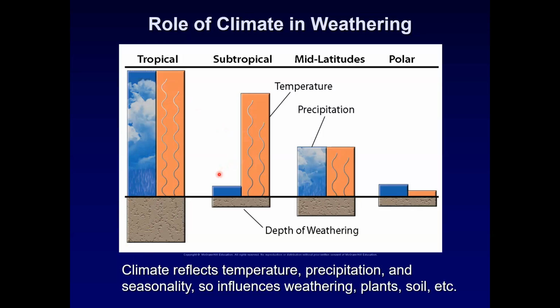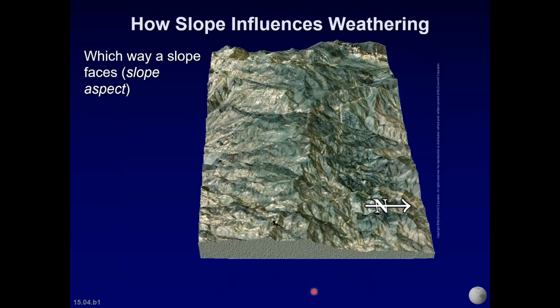Okay, subtropical, a lot less precipitation, but still a high temperature, so not a whole lot of weathering. Mid-latitudes, we have a moderate amount of both, so we have a moderate amount of weathering. And then polar regions, more precipitation, but temperature is very low, so a pretty low weathering rate compared to tropical areas.